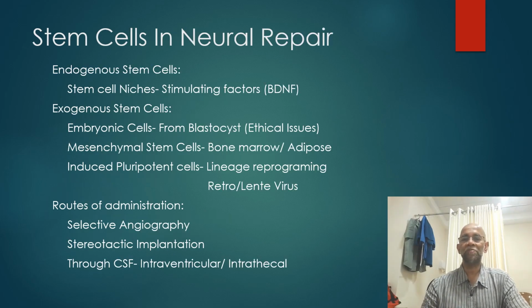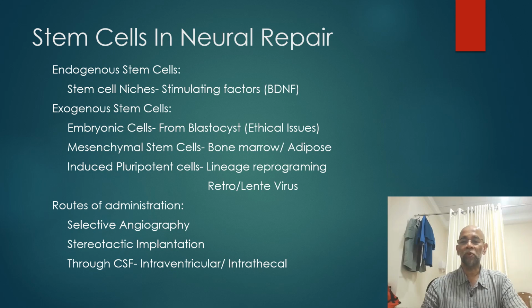How do we use stem cells in neural repair? Endogenous stem cells, as we discussed, are found in stem cell niches. Stimulating factors can be used to stimulate neural stem cells from the stem cell niches. Exogenous stem cells can be used from outside the CNS. These might be embryonal cells. Embryonal cells are usually derived from blastocysts. Multiple blastocysts are discarded in IVF regimes, and those blastocysts can be used. However, there are ethical issues which are precluding the development of embryonic cells.